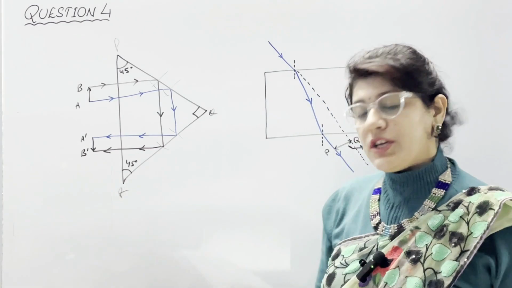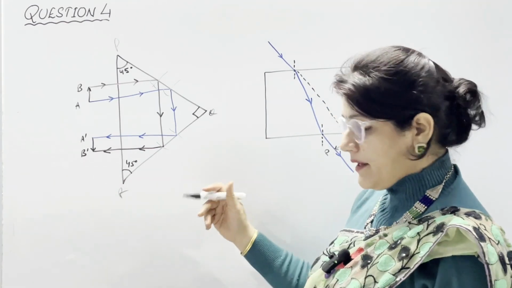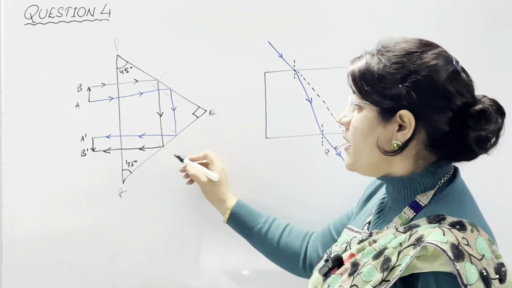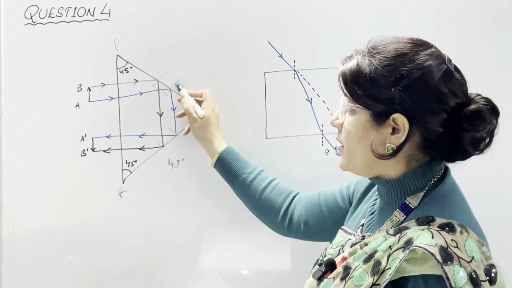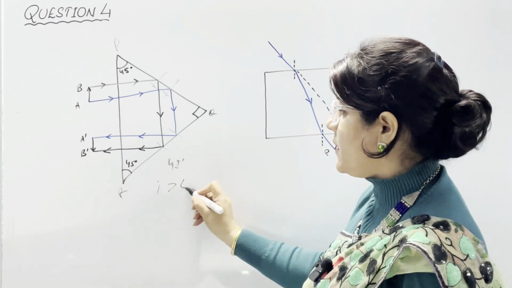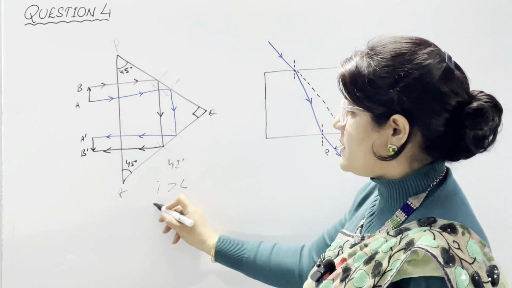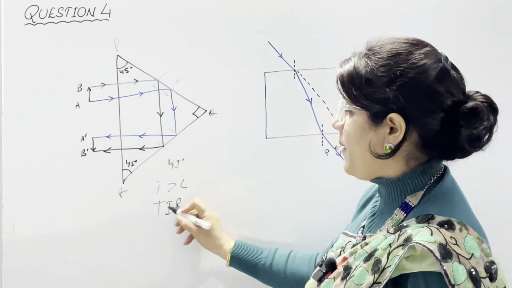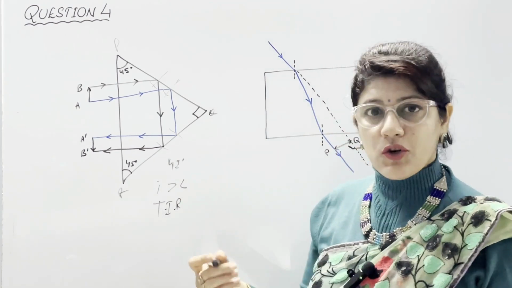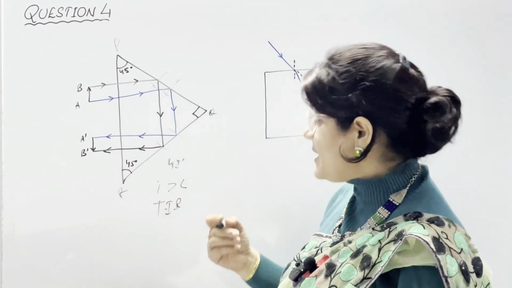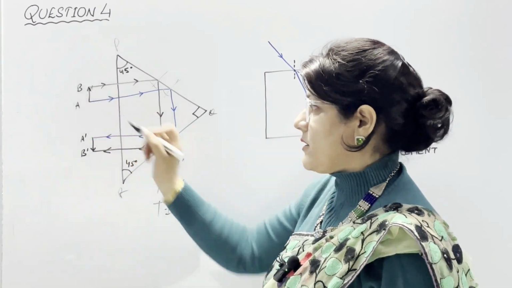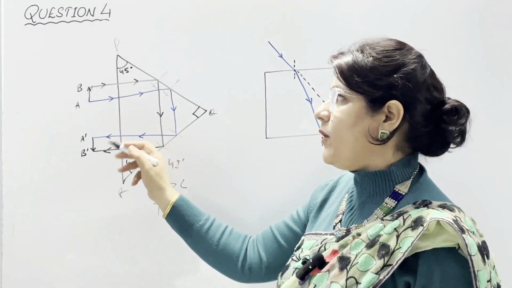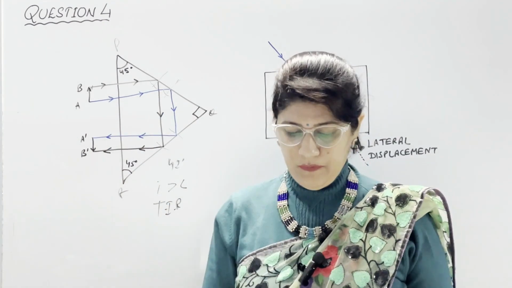So total deviation is 180 degree. The angle of incidence is 45 degree, which is greater than the critical angle, given as 42 degree. So at both surfaces TIR will happen and we will get the total deviation of 180 degree. Or you can say, because this object is erect, we will get the inverted image of the object which is erect.